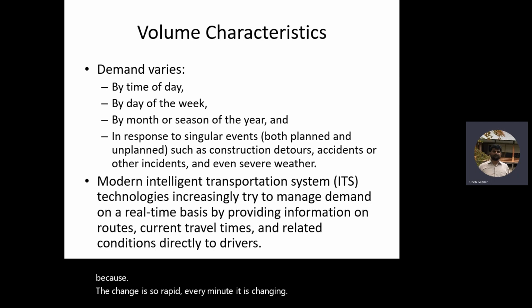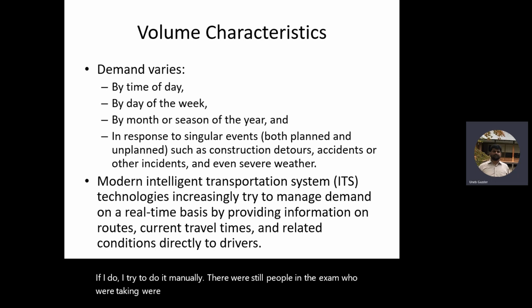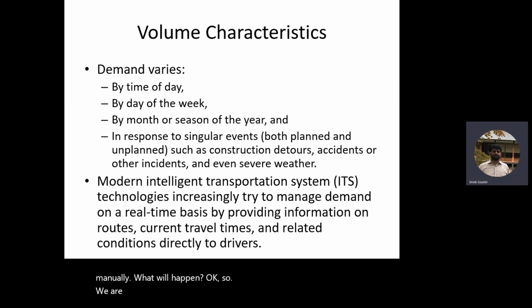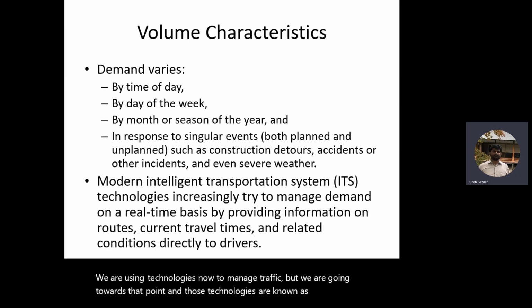If I try to do it manually, there were still people in the exam who were asking for more than 1.5 hours, right? So imagine those people go into a traffic control center and try to manage traffic manually. What will happen? Okay, so we are using technologies now to manage traffic, or we are going towards that point, and those technologies are known as ITS, Intelligent Transportation Systems: signal control systems, vehicle guidance systems. These are all part of ITS.